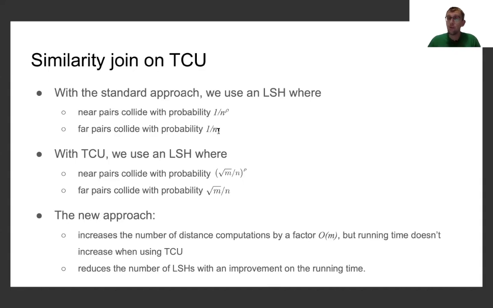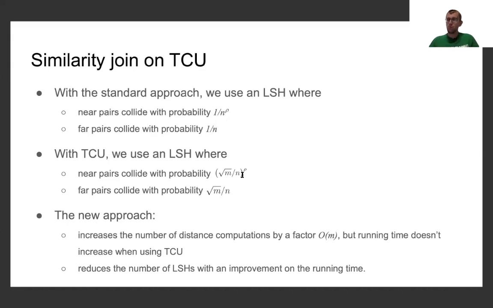Now, if we use tensor core units, what happens? We can relax a little bit the collision probability between far points. It's fine to have a little more collisions between far points. So we ask our LSH to have a collision probability between far points of at most square root of m over n, a factor square root of m larger than the previous one. And as a consequence, the near pairs collide with a slightly higher probability, which is square root of m over n to the rho.